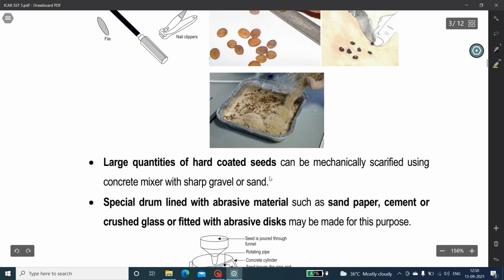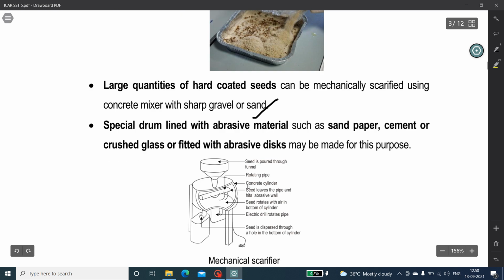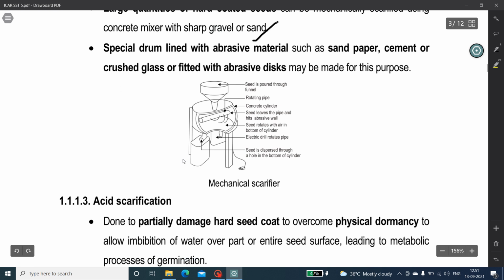Large quantities of hard-coated seed can be mechanically scarified using a concrete mixer with sharp gravel or sand. A special drum lined with abrasive material such as sandpaper, crushed glass, or cement, fitted with an abrasive disc, may be made for this purpose. Here is a mechanical scarifier. The seed is poured through the funnel, and a rotating pipe and a concrete cylinder are present. The seed rotates in air at the bottom of the cylinder, which has an abrasive wall. When the seed hits the abrasive wall, the hard seed coat is broken and dormancy is broken. At the end, the seed is dispersed through the hole at the bottom of the cylinder.